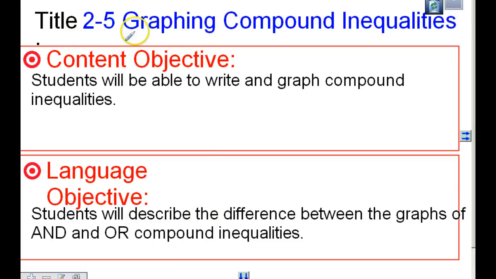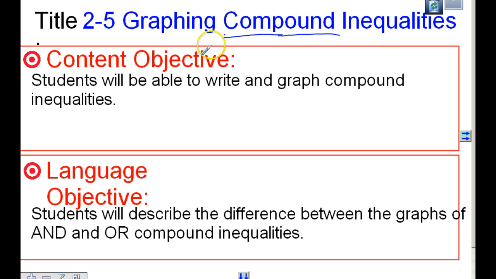So, graphing compound inequalities. Compound, what does that mean? Start off with there. You might have heard this in English class, writing a compound sentence. Remember that compound sentence? It's when you take two sentences and you link them together and make them one sentence by combining with a conjunction, such as and, or, but. So take two sentences and put them together.